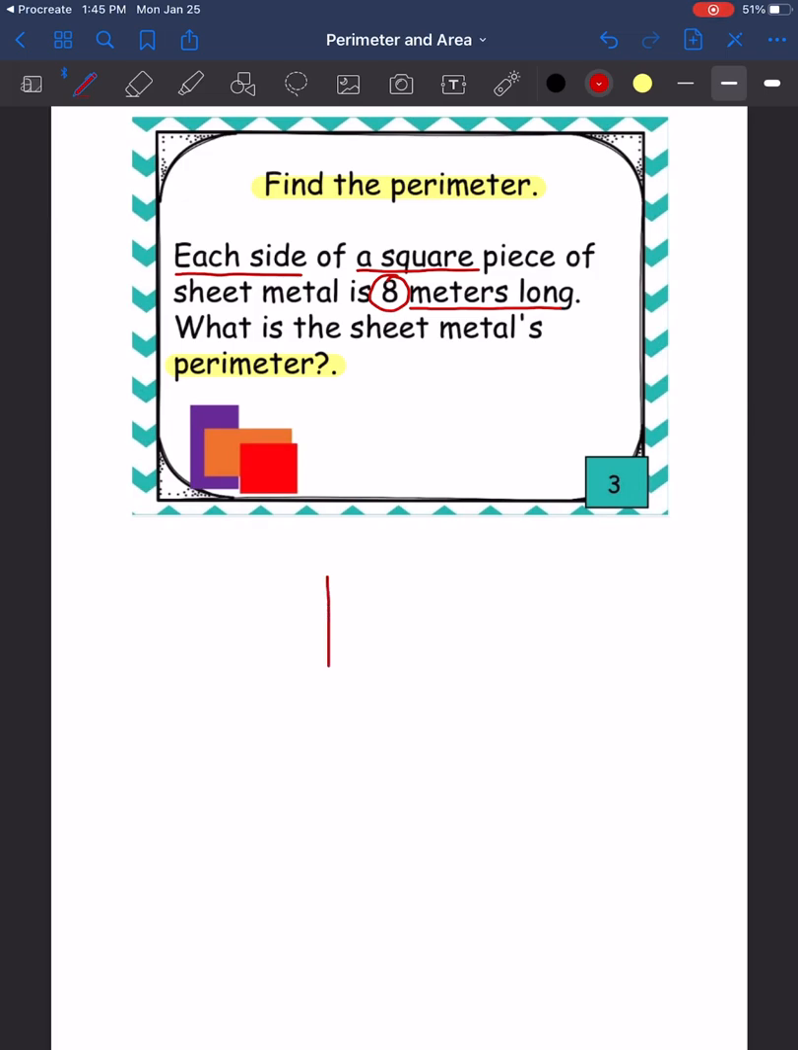So I'm going to go ahead and start drawing out my square, because Miss Gonzalez is a visual learner and I love drawing it out because I feel like it helps me the absolute most when I am working on math problems. So like the problem said, each side is 8 meters long. So we're going to write 8m, which stands for 8 meters, on each side of the square.